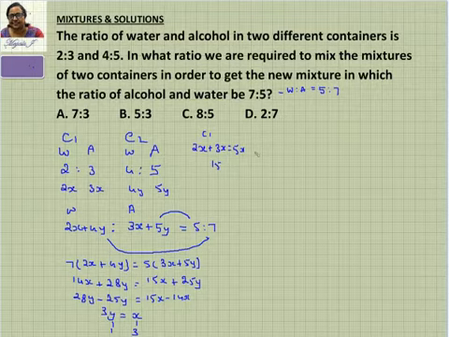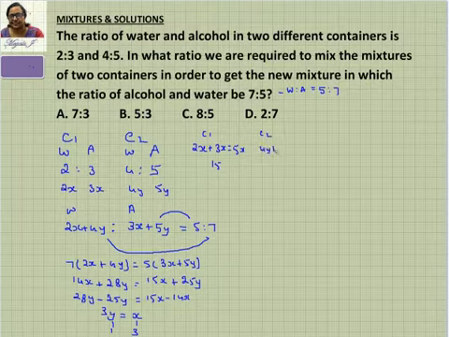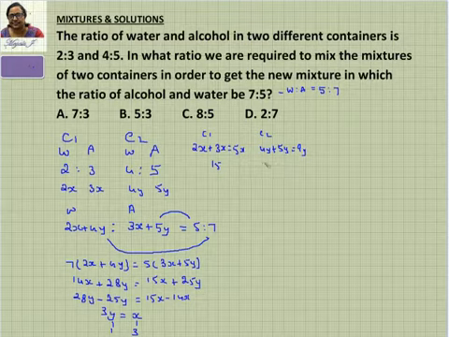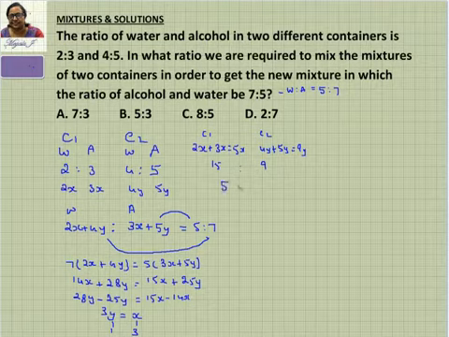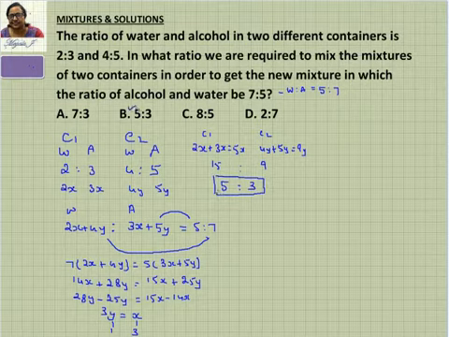Similarly, when you go for content 2, that is nothing but 4y plus 5y, which is equal to 9y. 9y is again 9. Or I can say the ratio of these two is nothing but, remove the 3 as a common term, so 5 is to 3. That is going to be your answer. You are going to mix the 2 in the ratio 5 is to 3.